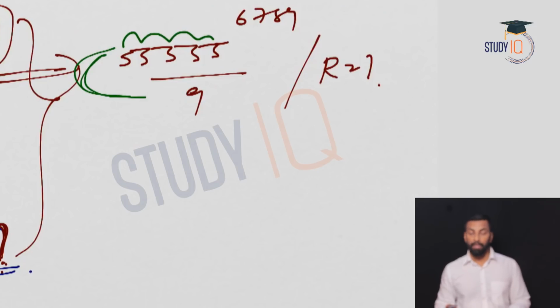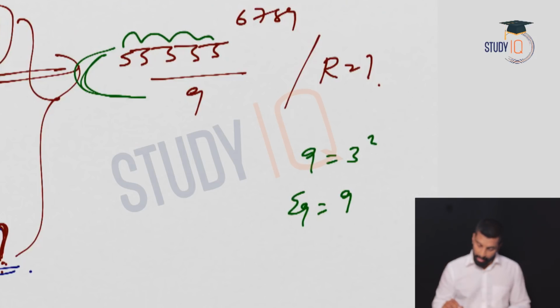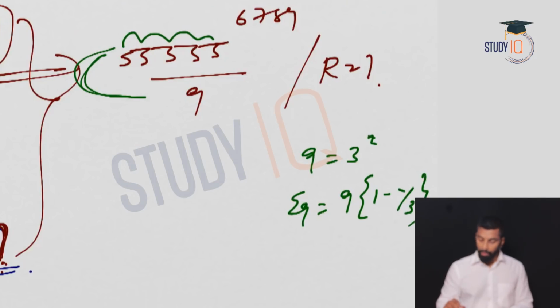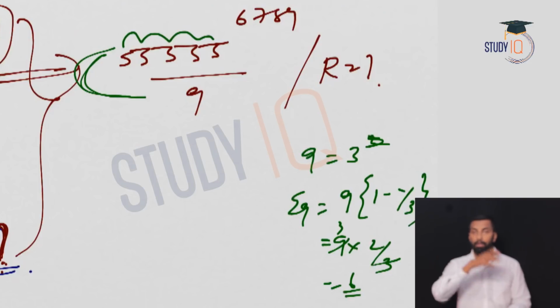25 is not a multiple of 3, so these two are coprimes. Now, what is the Euler's number of 9? How will you factorize 9? 9 is equal to 3 square. So E9 is equal to n into 1 minus 1 by a, 9 into 1 minus 1 by 3. Only one time, power is not important. So 9 into 2 by 3. So you get 6, and that's what we actually got earlier also.